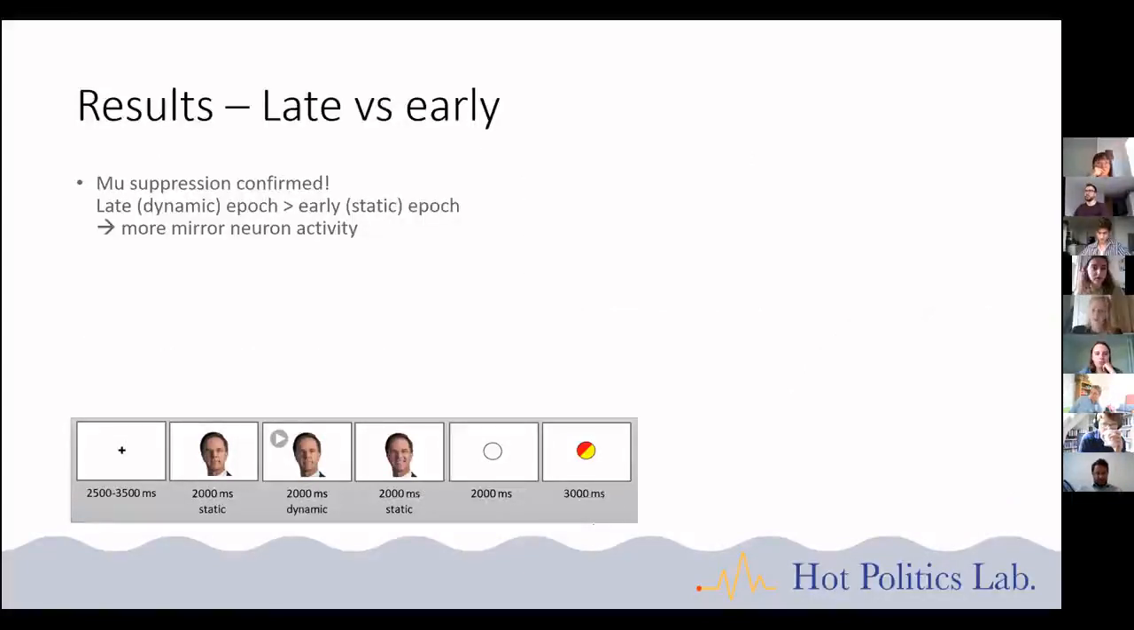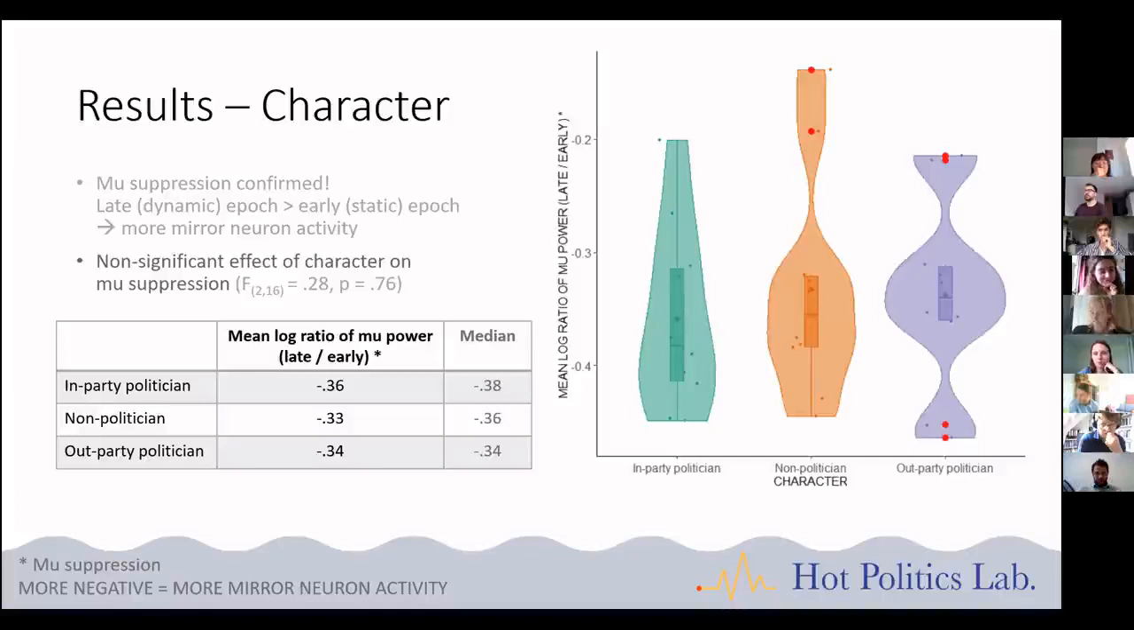Then for our results, first of all, mu suppression was confirmed. There was an increased mu suppression during the late epoch versus the early epoch, suggesting that indeed we do need the dynamic part of the stimuli to elicit mirror neuron activity. Then for the character, unfortunately, there was a non-significant effect of character on mu suppression. With character, I mean the in-party politician, the non-politician, and the out-party politician, as you can see in the figure over here. On the y-axis is the mean log ratio of mu power. In short, this means that the lower this score goes, the more mirror neuron activity there is. As you can probably see in the figure and also in the table, it doesn't really differ that much, and there was a non-significant effect, unfortunately.